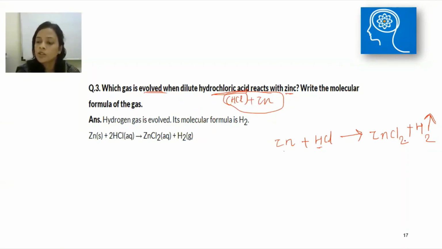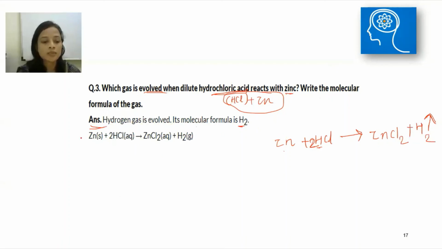Now, is this a balanced chemical reaction? No, this is not balanced. This is unbalanced, so we have to balance it by putting 2 here. Now it is balanced. So hydrogen gas is evolved. The answer is that hydrogen gas is evolved. Its molecular formula is H2.